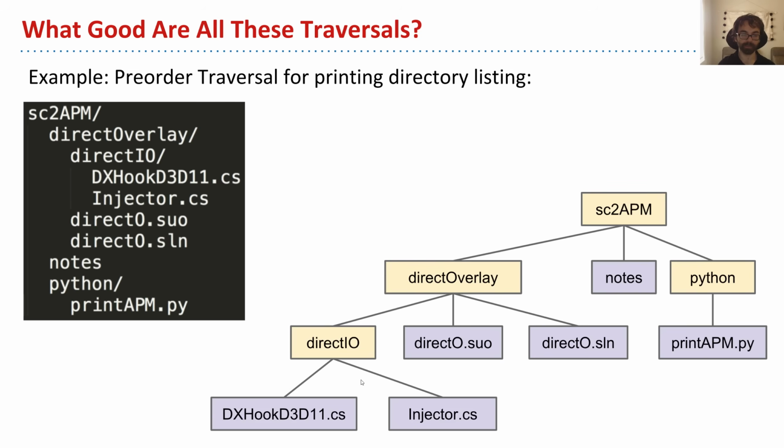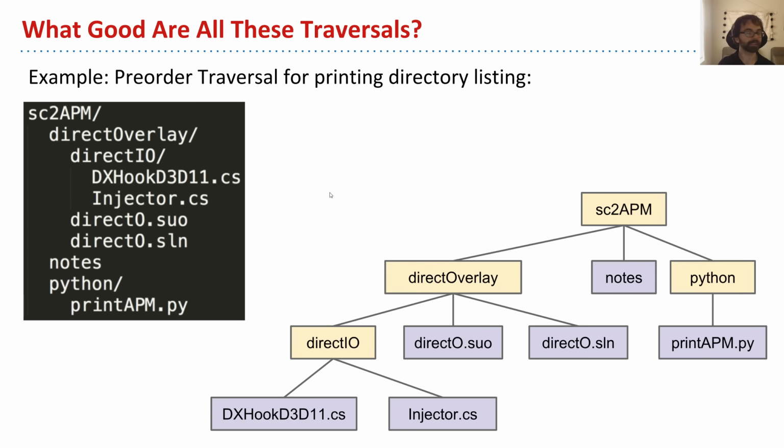Okay, so now I continue my pre-ordered traversal, I print out injector, and now I return, and so I'm back up one level in the tree. So the pre-ordered traversal hits directo.suo, and you'll see it's printed at the next level down. Hopefully you get a sense. I haven't gone through it in great detail, but pre-ordered traversal is the natural choice for doing a directory listing. And if you think about trying to do this with the in-order or post-order traversal, you'll see you don't get this nice diagram.